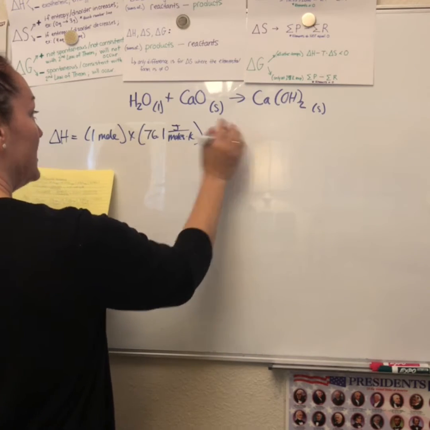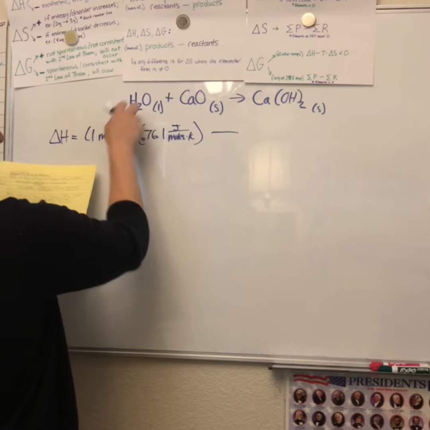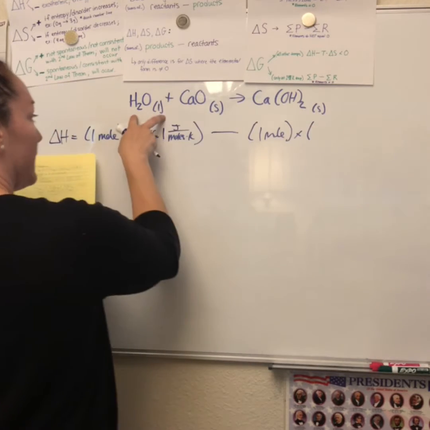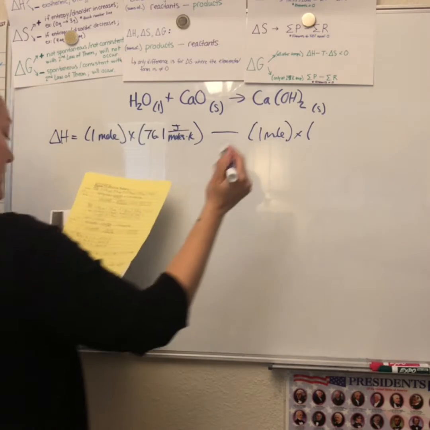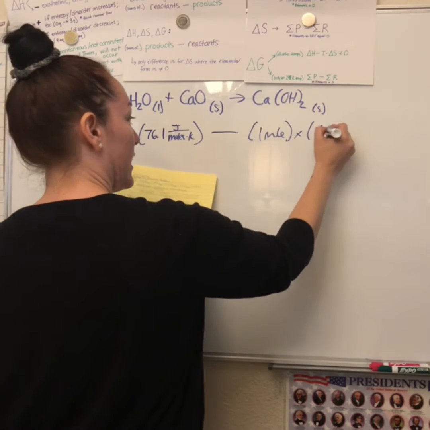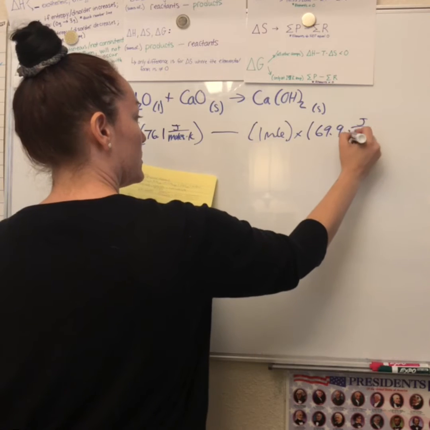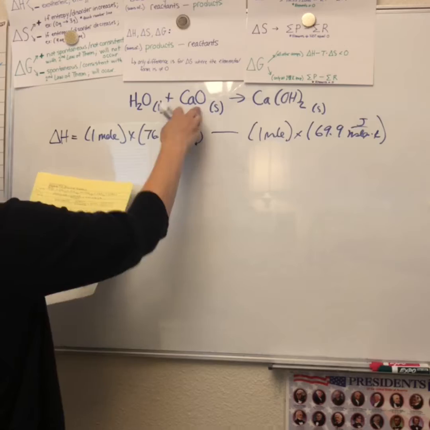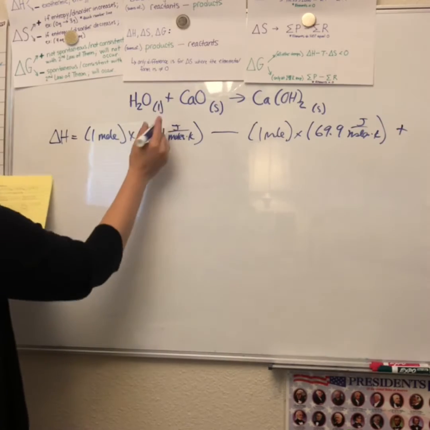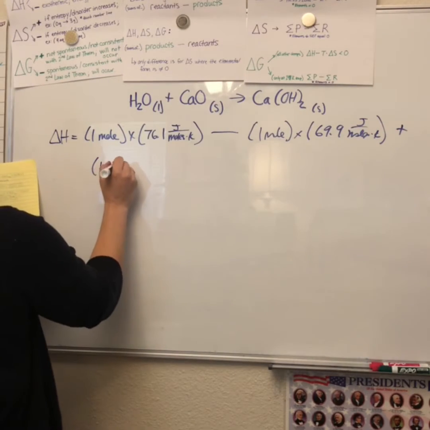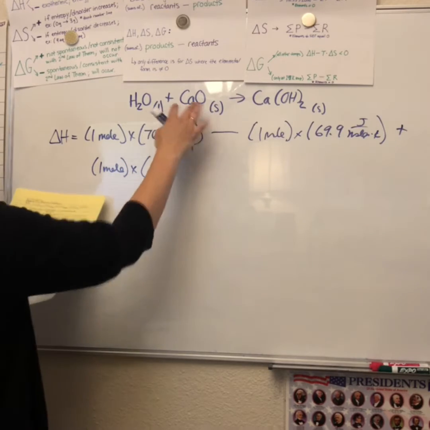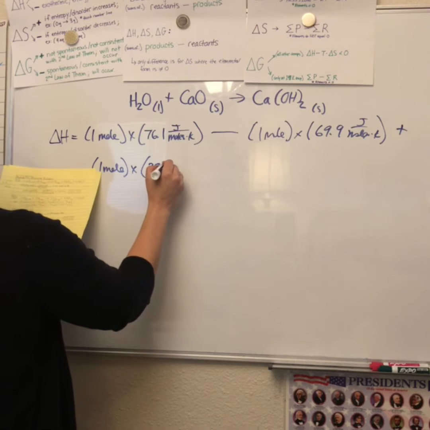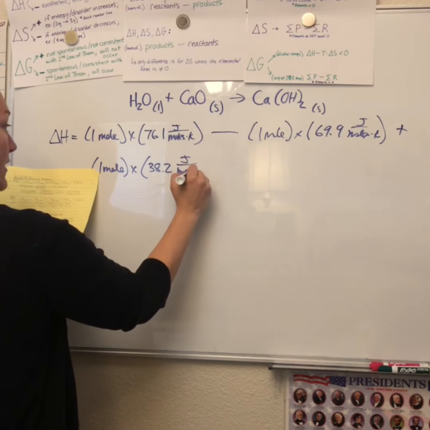So I'm going to subtract. Now I'm going over here. I've got 1 mole of this, 1 mole times, and if I look for liquid H2O on my list, I get 69.9 joules per mole Kelvin. And last, here's my plus, I've got 1 mole of this, and if I look for this on my table, it is 38.2 joules per mole Kelvin.